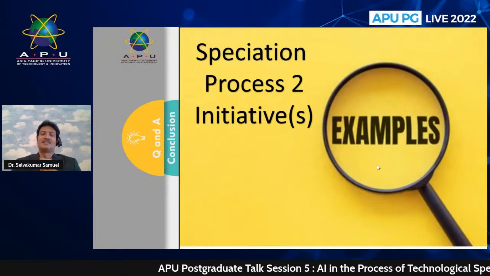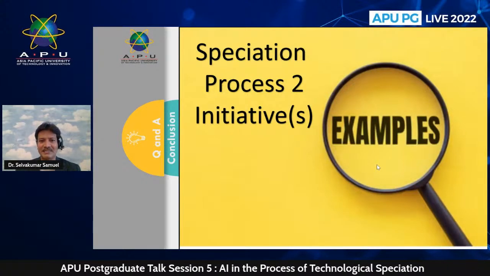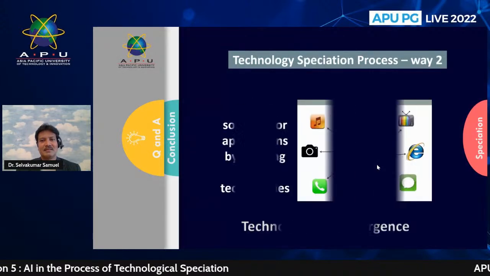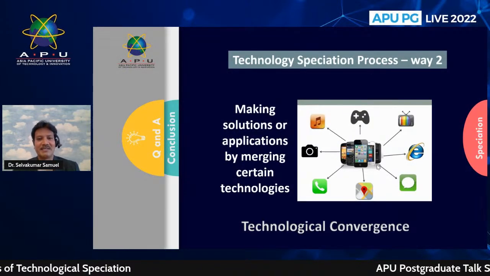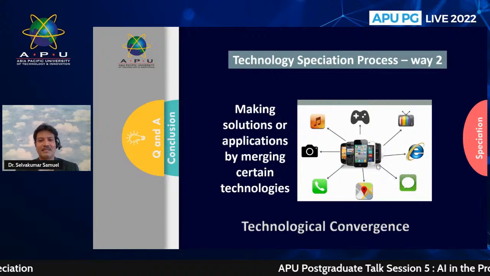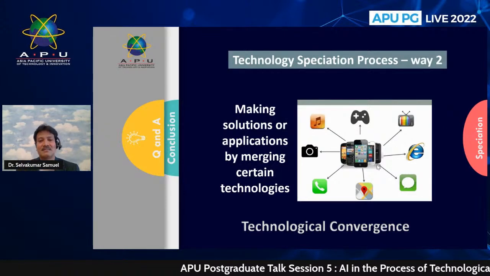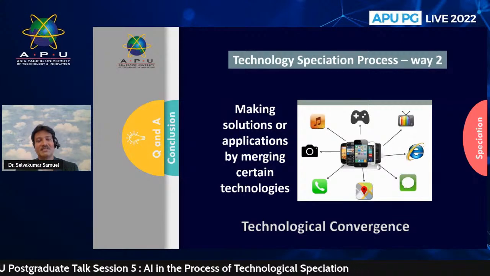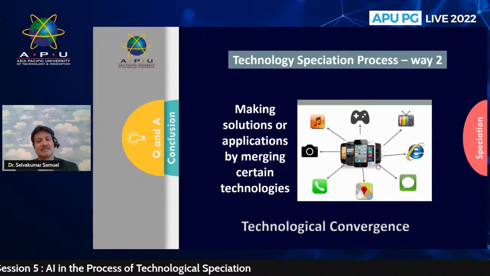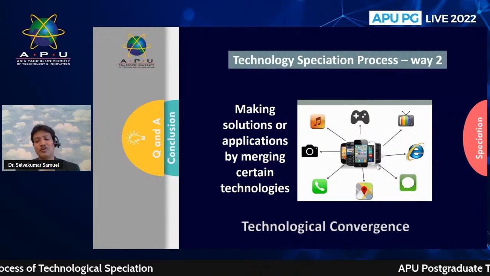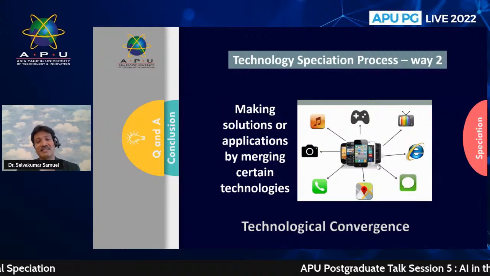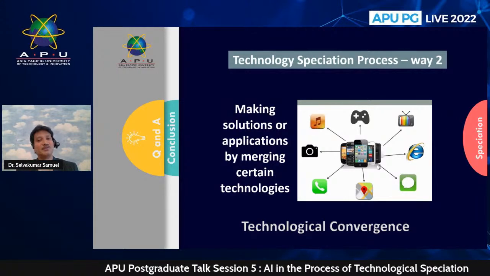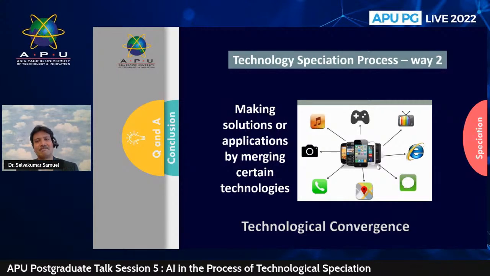Okay, second type of technology speciation examples. Second type is nothing but merging of multiple technologies into a new domain to solve the new domain's problems and issues. In this case, a lot of good initiatives. Let me share some of the initiatives like this, fusion of multiple technologies, and they form a new species of technologies.